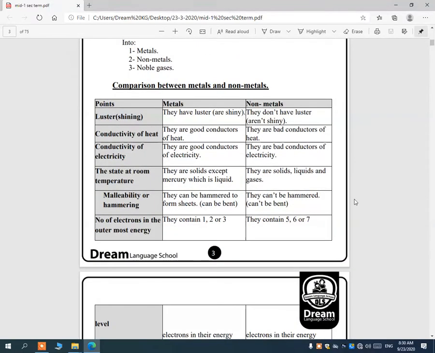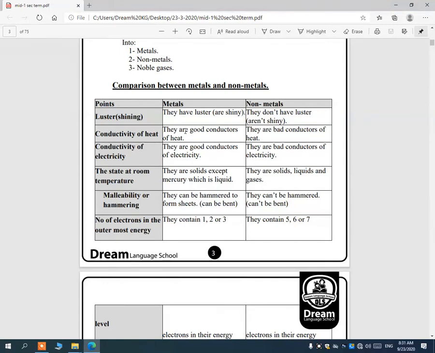First, we have a comparison between metals and nonmetals. The first point of comparison is the luster or shining. The metals have luster, or they are shiny. The nonmetals don't have luster, or they are not shiny. The second point is the conductivity of heat. All the metals are good conductors of heat, but the nonmetals are bad conductors of heat.